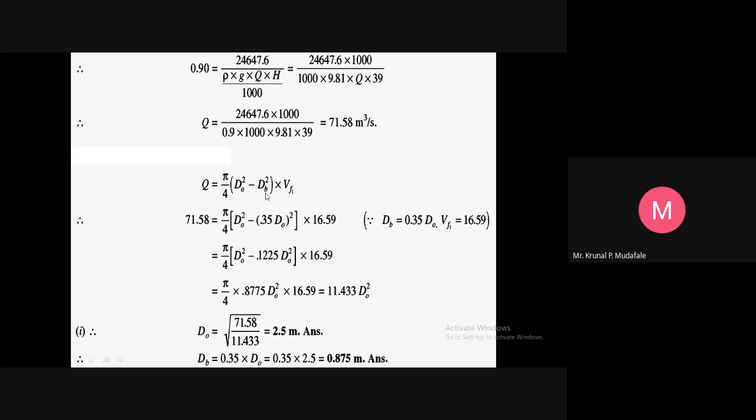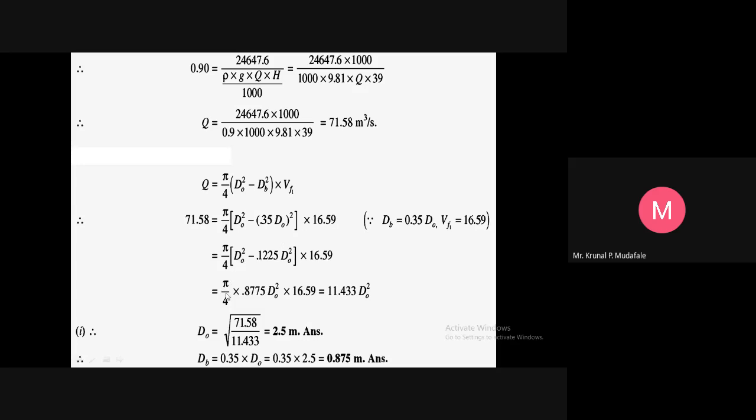Put this relation in this equation, so the unknown is only Do. In this equation you will just put the relation. So the discharge 71.58 equals pi by 4 into bracket Do square minus 0.35 times the Do square into Vf1, which is 16.59. So in this complete equation, the only unknown parameter is Do. With the help of a calculator, you just calculate the value, right?